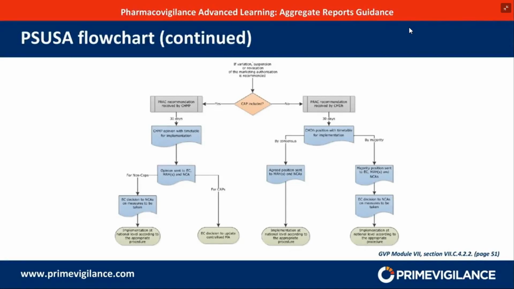To explain further, upon receipt of this decision from the European Commission, the competent authorities in member states shall take the necessary measures to maintain, vary, suspend, or even revoke the marketing authorization within a 30 days timeline for this national phase.